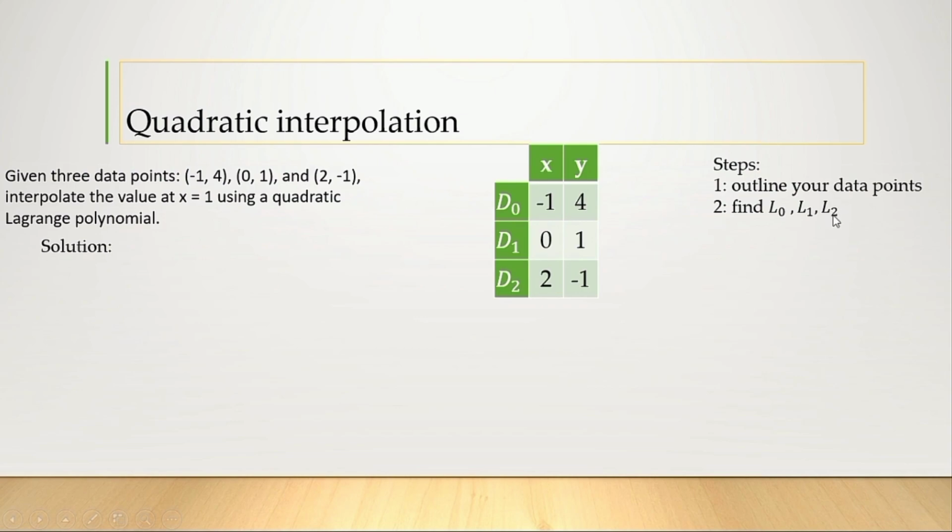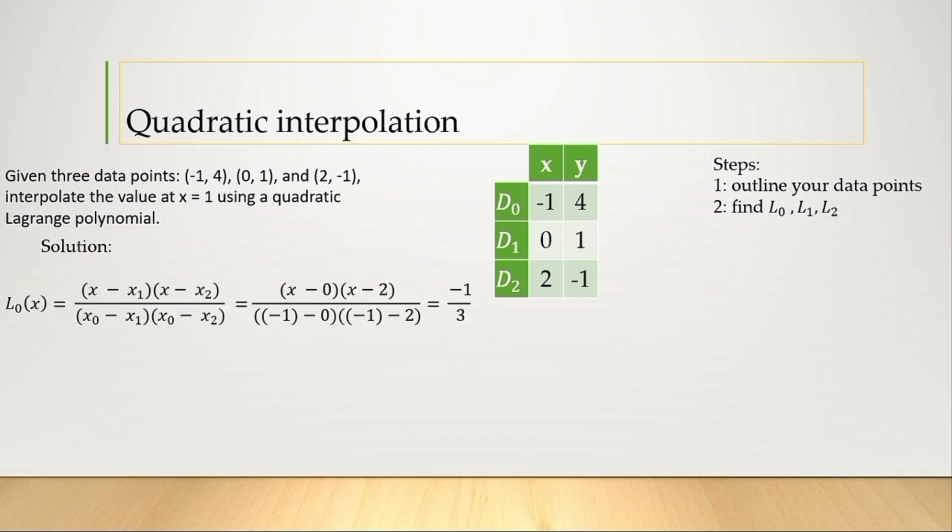So for quadratic, just know that the last value is going to be L2, or X2, depending on your preferences. So finding L0, because we have three sets of data points here, we're going to have X1 and X2 on the top, and then on the bottom we're going to have X0, X1, and X2. So on the bottom everything is incorporated, but on the top, X0 is omitted.